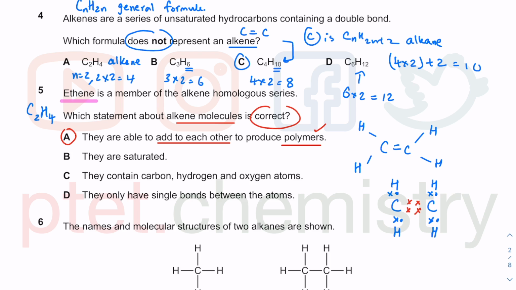They are saturated. That is not true. They are unsaturated because unsaturated means carbon-carbon double bond. They contain carbon, hydrogen, but not oxygen. That's not true. They only have single bonds. That is not true. They still have carbon-carbon double bond in addition to carbon-carbon single bond.